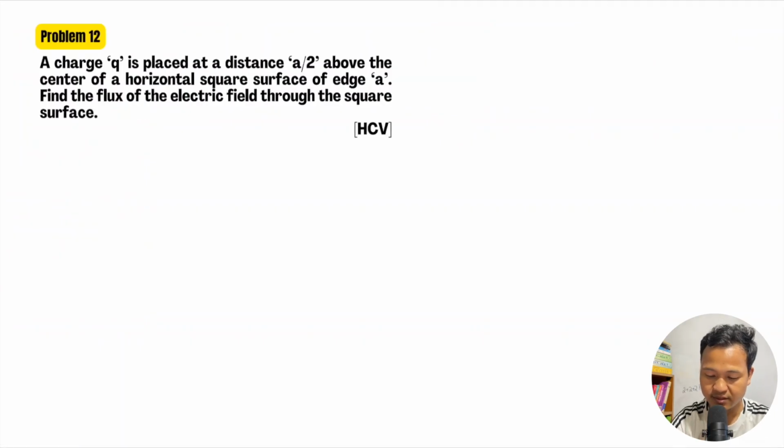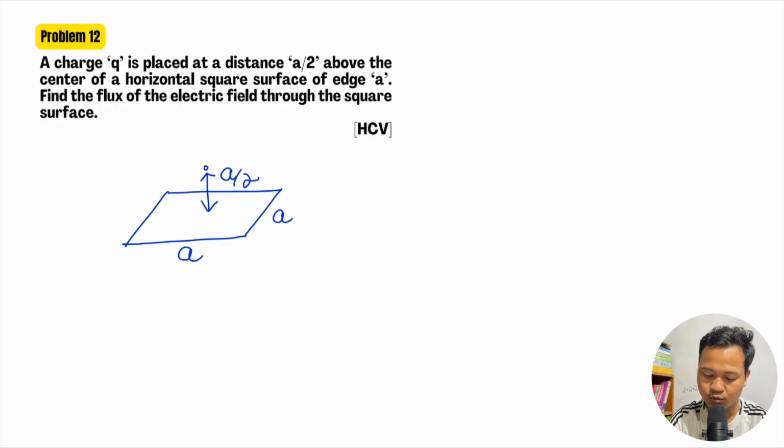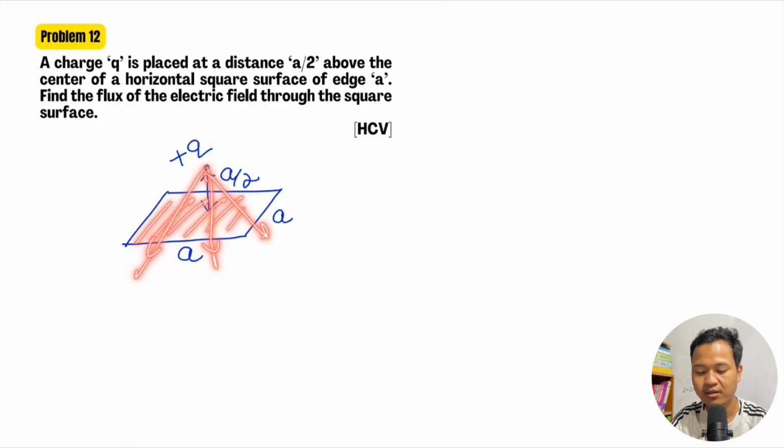Okay, next you see. A charge Q is placed at a distance of a by 2 above the center of a horizontal square surface. It's a square surface with edge A, and the charge plus Q is at a distance of A by 2. They are asking what is the flux through the surface due to this charge.